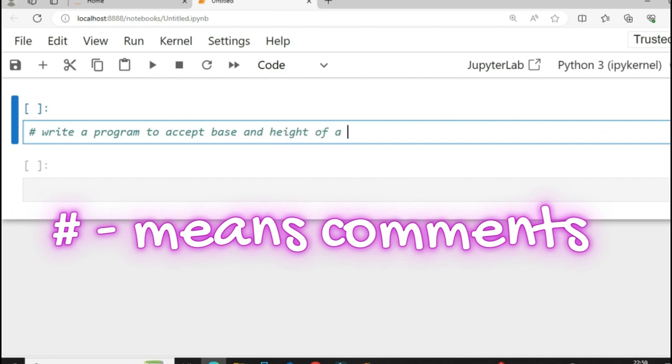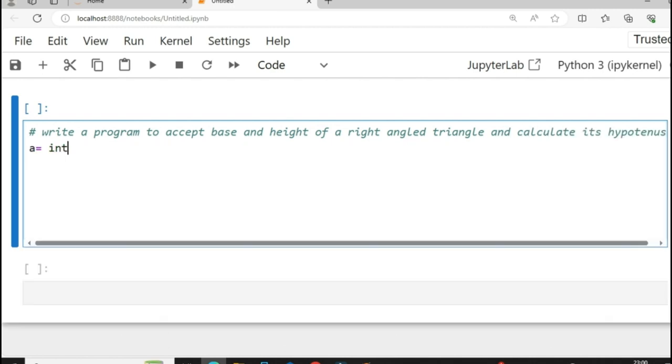Let's write a program to accept base and height or altitude of a right angle triangle and calculate the length of its hypotenuse. Hypotenuse is the longest side of a right angle triangle. To store height and base, we have taken two variables a and b. Input statement is used to take input from user at runtime.